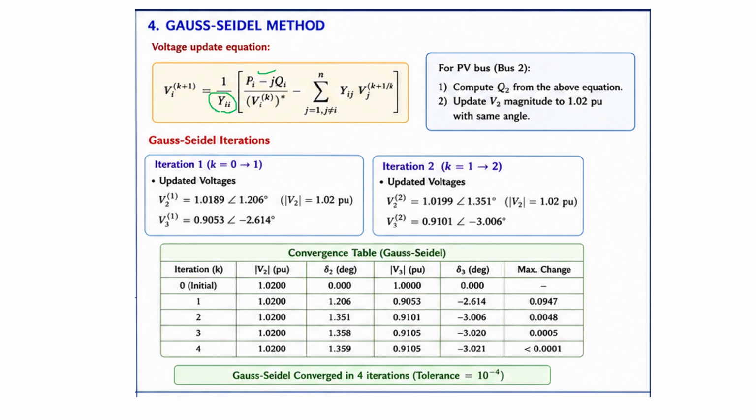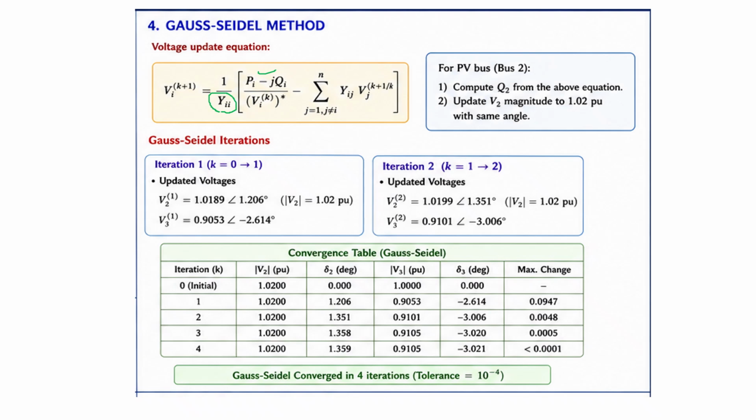This is the K iterate obtained voltage and conjugate, and the summation of Yij Vj, K or K plus 1, because one thing we have to remember for Gauss-Seidel is that whenever there is a new update available, we'll use it immediately. That's why it says K plus 1 or K.